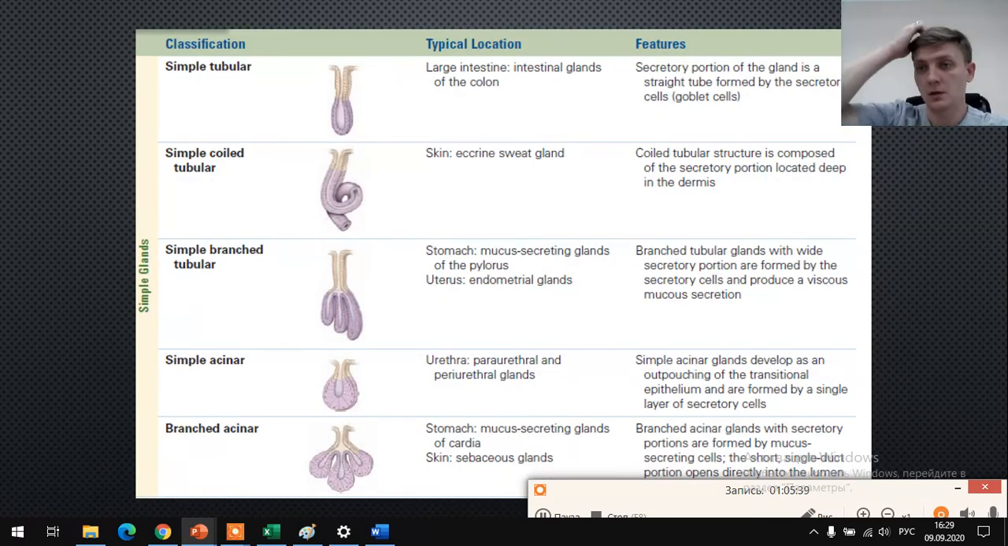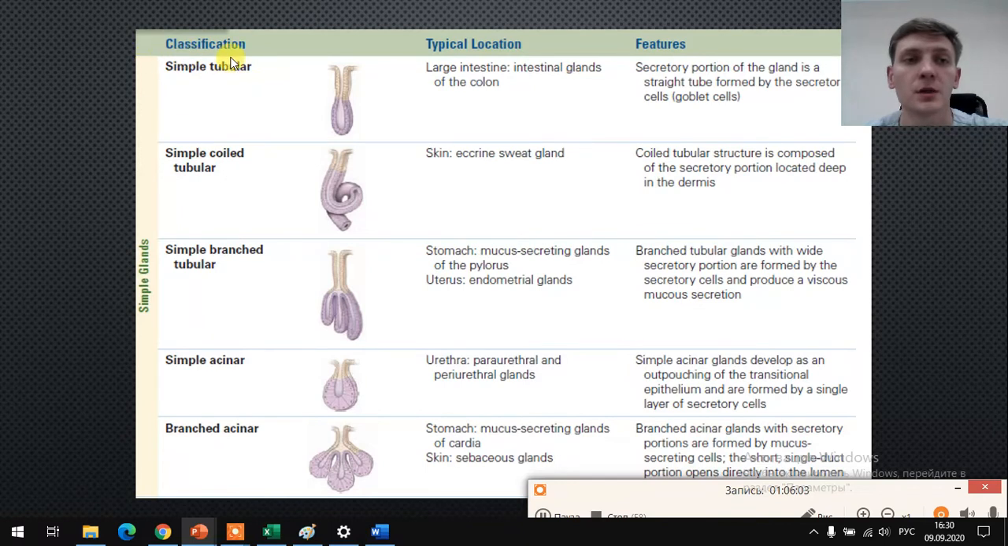So multicellular glands usually form tube-like or other shapes, like invaginations inside the tissues, which produce some secretion through the tube-like ducts. So that's the definition of multicellular exocrine glands. They produce secretion into the ducts.